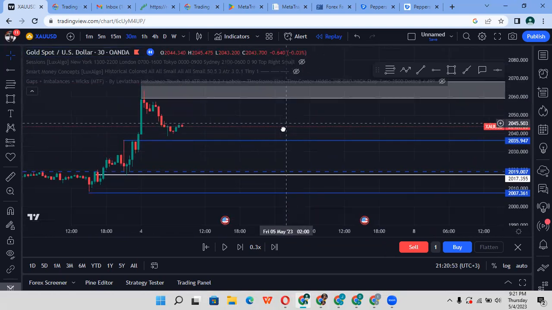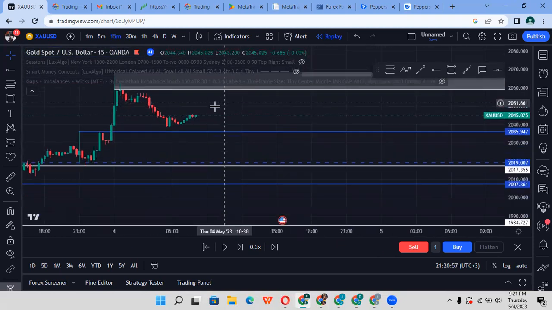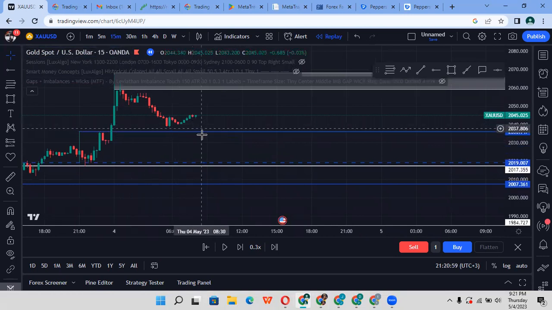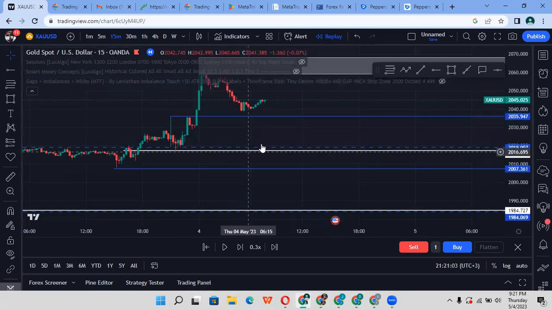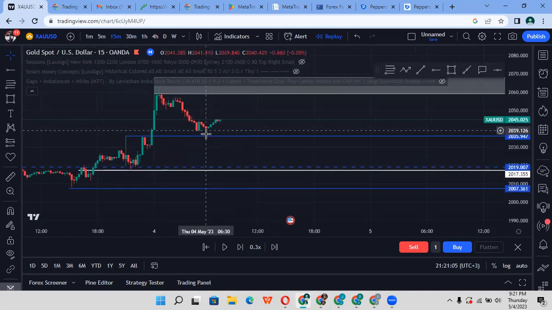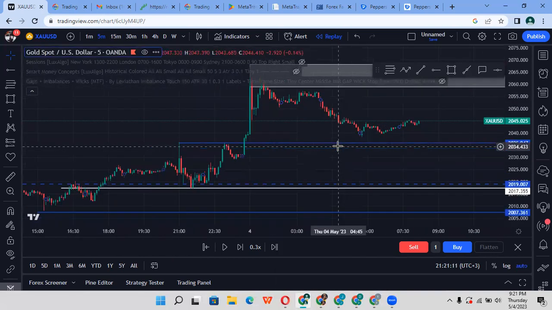So when London session opens, what I'm going to be taking a look at is, will gold price break this lower low to form other lows? So we'll be looking at sells, but if it will not break this lower low, I think I'll be looking at buys. So let's see what gold has to do.